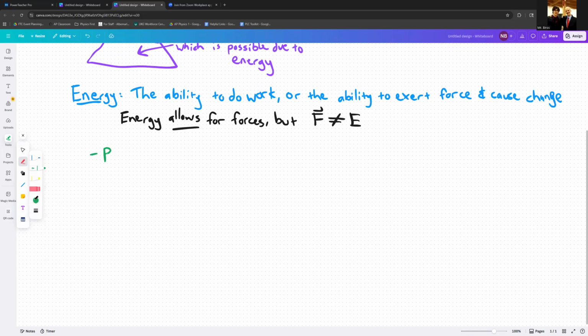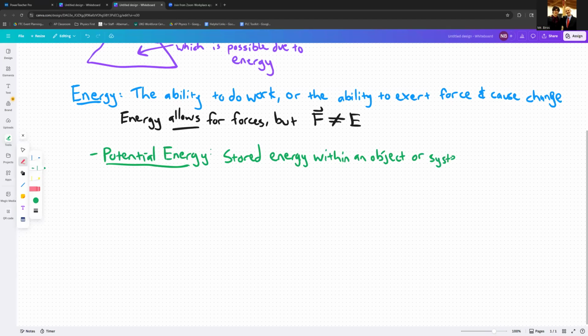All right, so potential energy. This is stored energy within an object or system based on the object and its surrounding environment.